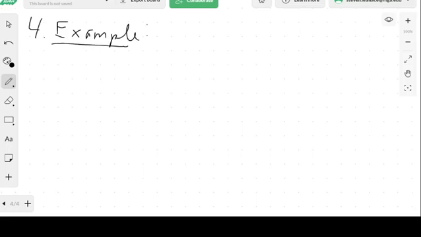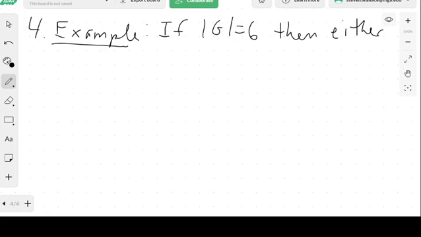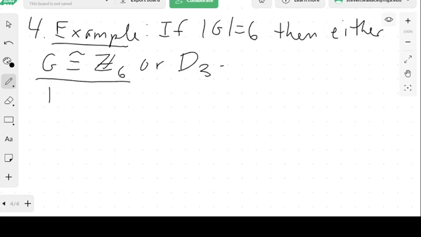So if the order of a group is 6, then G is isomorphic to either the cyclic group with 6 elements, or the dihedral group with 6 elements. Okay, how do we prove that?